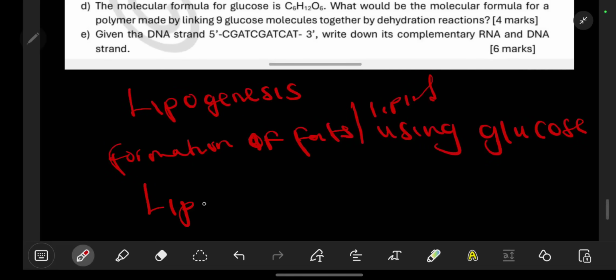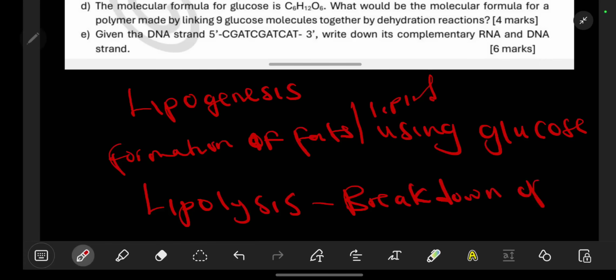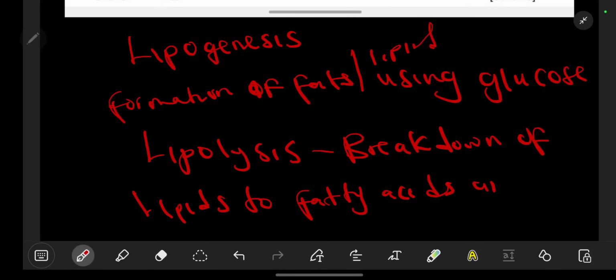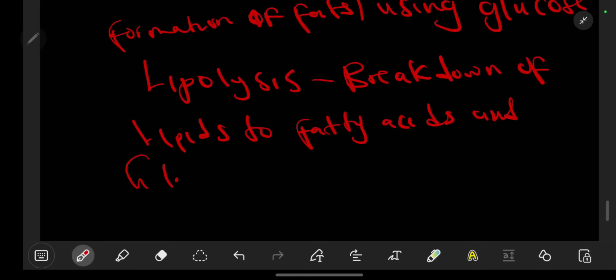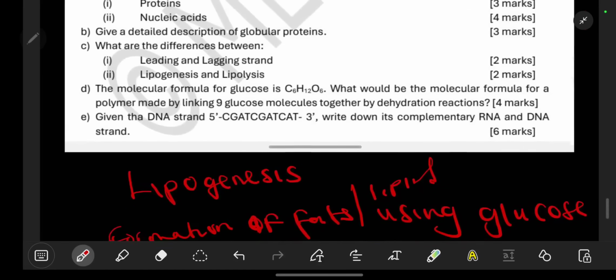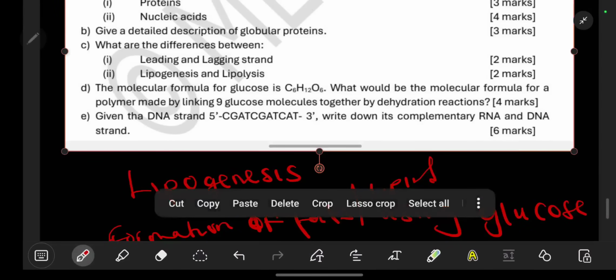Then lipo again means fat, lysis means to break. So whilst lipolysis is the breakdown, it is the breakdown of lipids to fatty acids and glycerols. So from fatty acids and glycerols. Let's look at our D so that we remain with one question there.